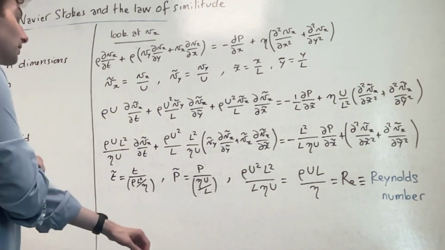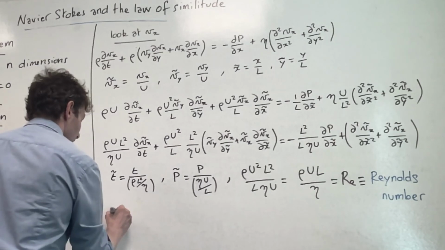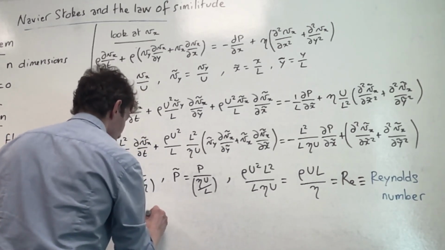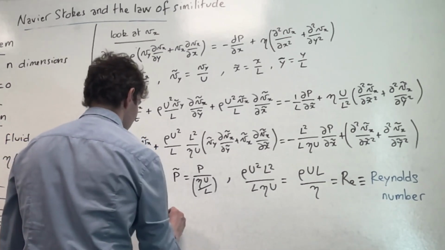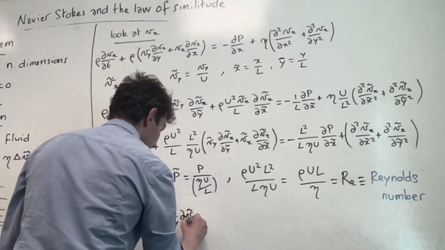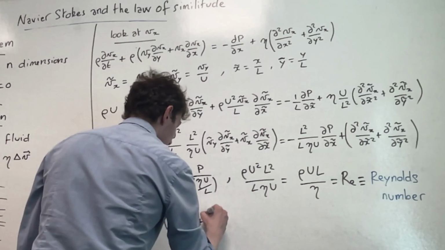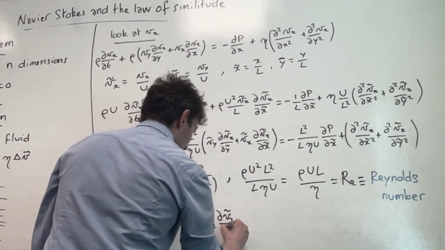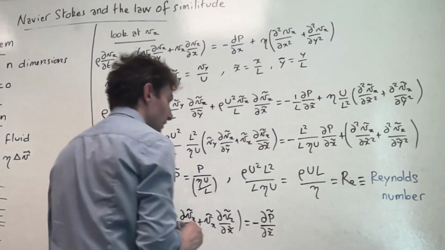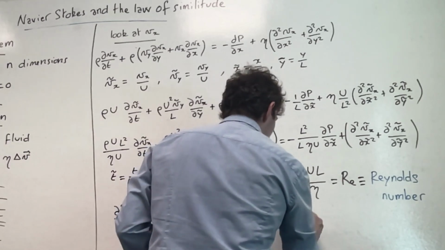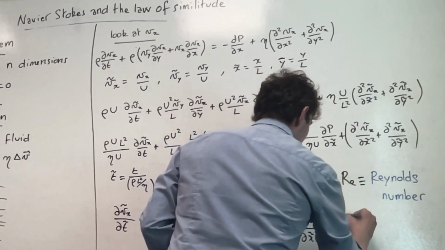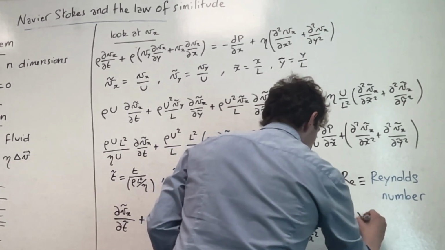Okay, so let's see what that gives. In the end, what we are going to get, for the equation, is dv_x tilde over dt tilde, plus the Reynolds number times (v tilde_y plus v_x) dv_x tilde over dx tilde, is equal to minus dp tilde over dx tilde, plus the second derivatives: d squared v_x tilde over dx tilde squared plus d squared v_x tilde over dy tilde squared.